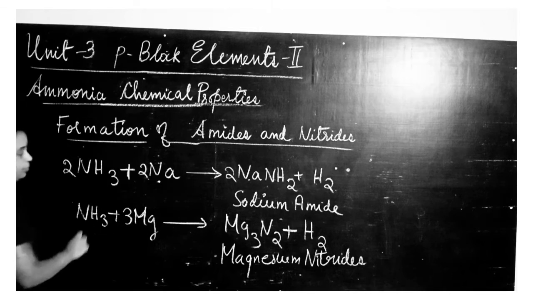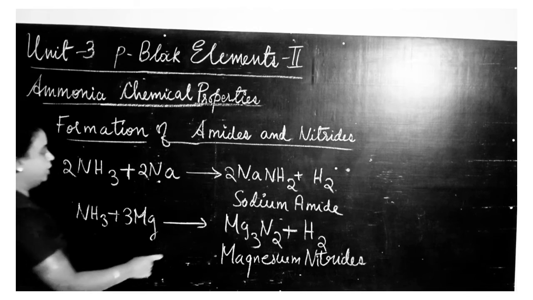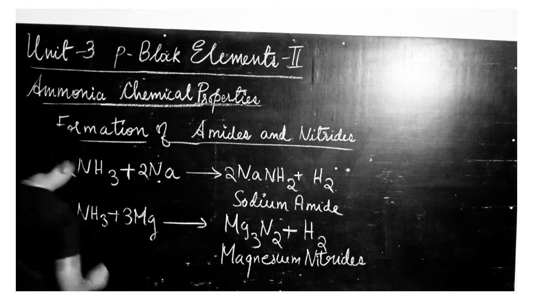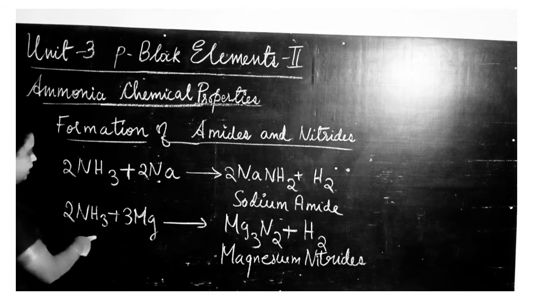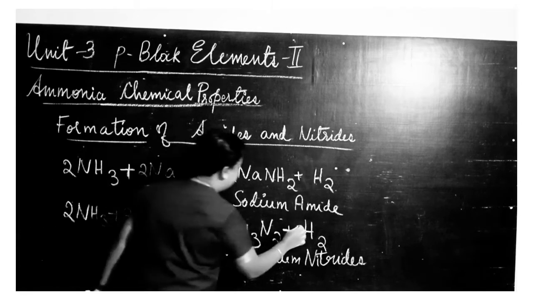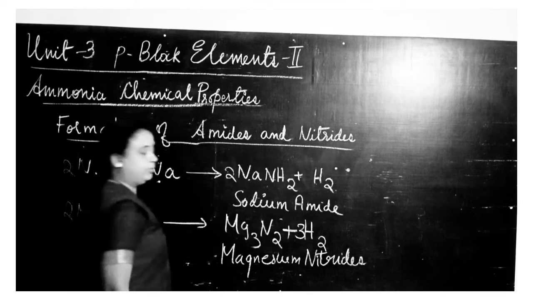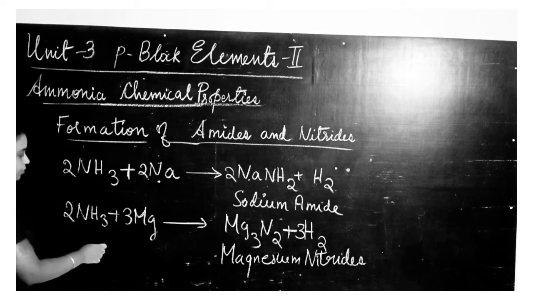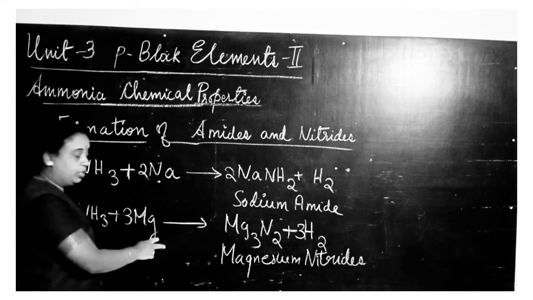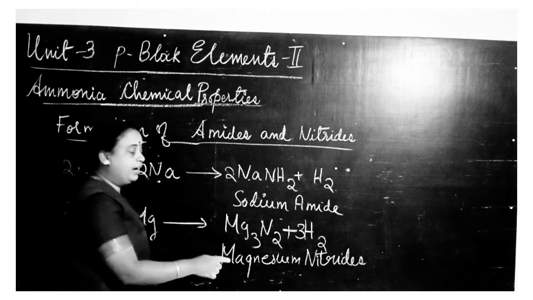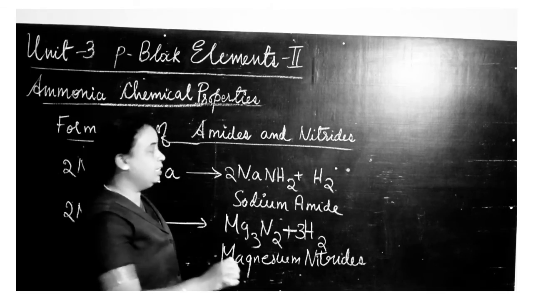Here, so to balance, I put here 3. Yes. So here 2 nitrogen atoms are there. So I put here 2. Now 6 hydrogen atoms here, whereas there are only 2 hydrogen atoms. So to balance, I put here 3. Fine. So 2 moles of ammonia react with 3 moles of magnesium to give magnesium nitride and 3 moles of hydrogen gas.